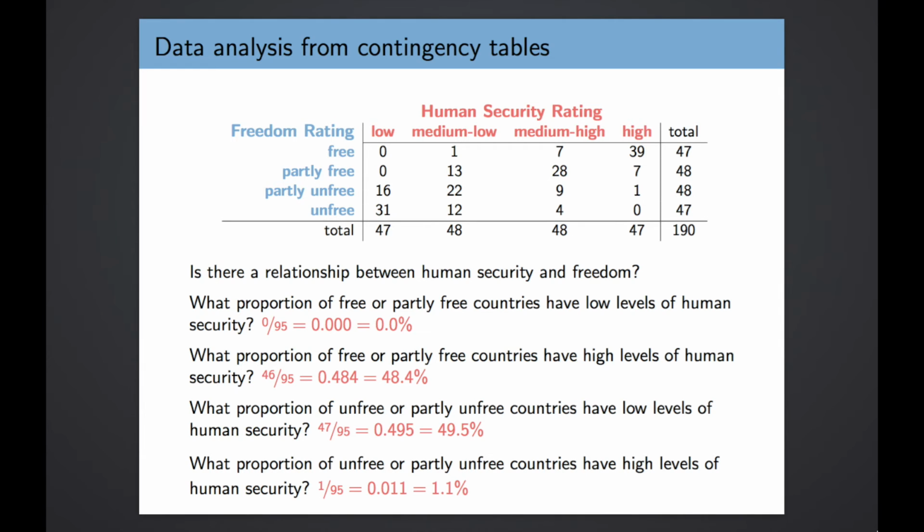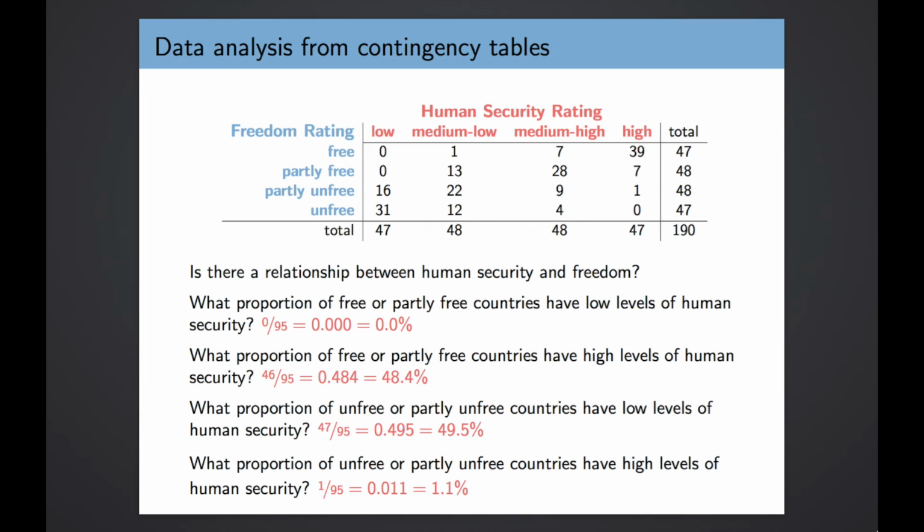So, in answer to this first question, the proportion of free or partly free countries with low levels of human security, we're going to look at this first column for low levels of human security. We see there are 0 free countries with a low level of human security and 0 partly free countries with a low level of human security. So 0% is our answer.